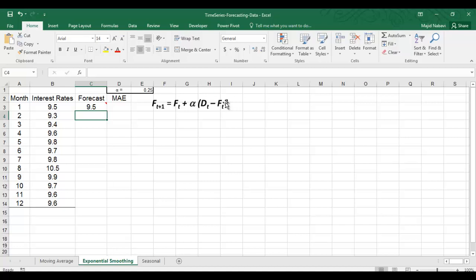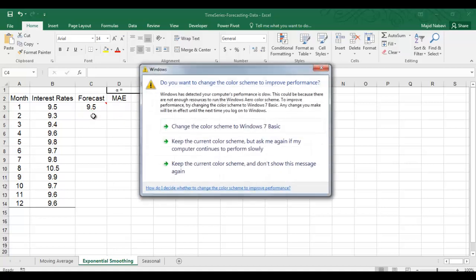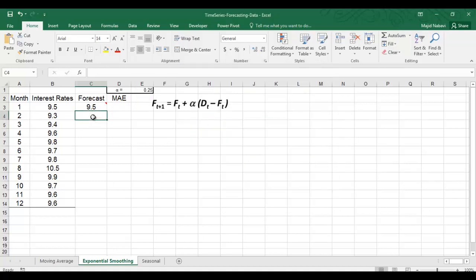For exponential smoothing, we need to have one initial forecast. Could be an estimate of the experts or provided by another method. Here we have 9.5, 9.5%. We start from there. For month of February, our forecast will be the previous month forecast plus our alpha. Alpha is up here. A constant will be referenced. I make it an absolute reference for copying the formula.